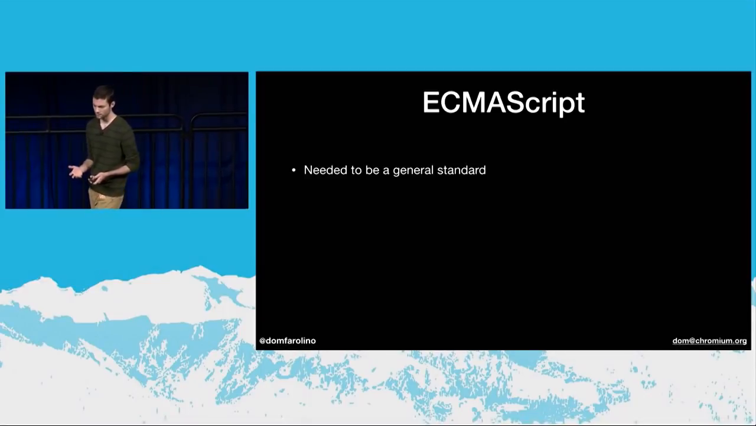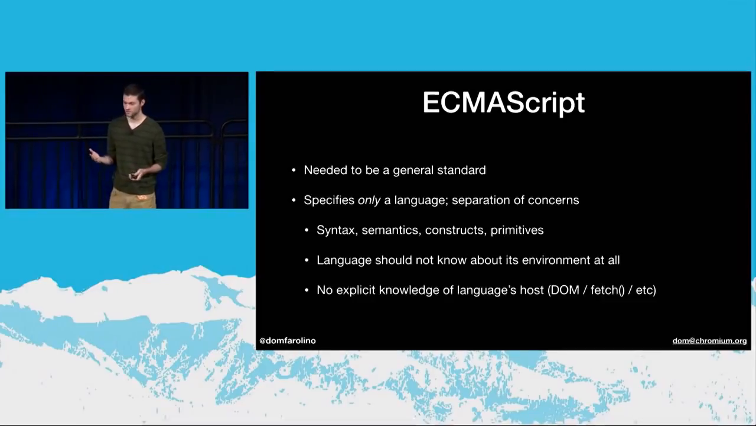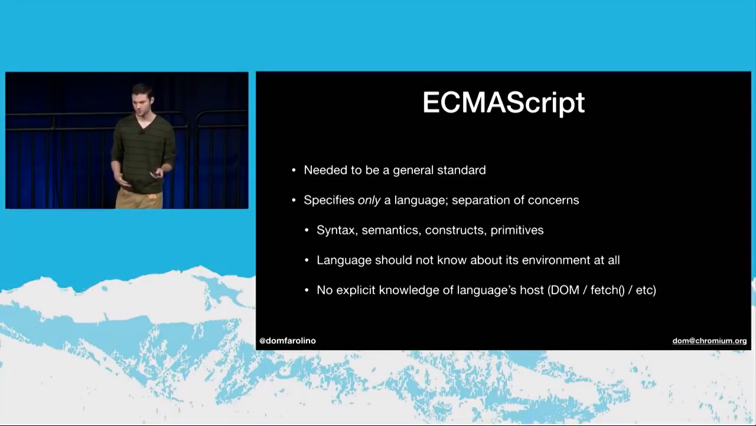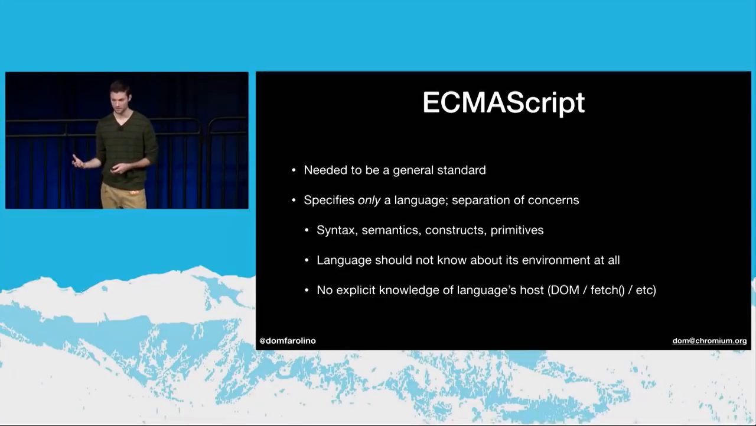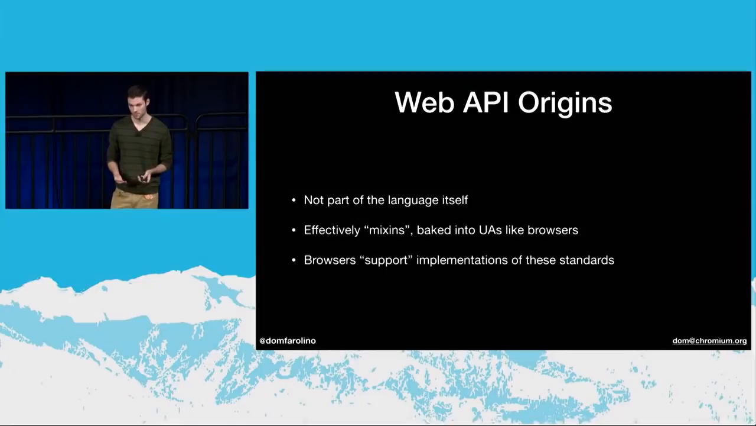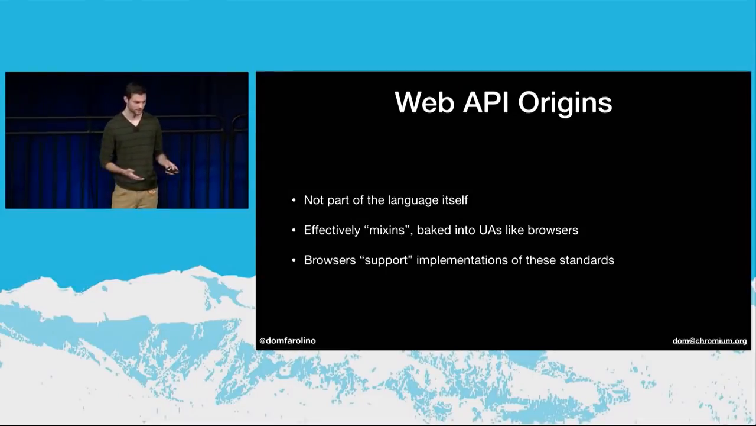We're making a new language, so we have to make it really general. So we need a really strict separation of concerns between all the contents in the standard. We just need to be dealing with the language syntax and the semantics and some of the constructs and the primitives. And as a true scripting language, it should be able to be plopped into any host environment. But the language itself shouldn't actually have to know anything explicit about that environment. Now, we're really used to using that language in the web browser, so we're used to web APIs and stuff like that. But the language itself doesn't actually know about those things. So web APIs are not part of the ECMAScript language or JavaScript language.